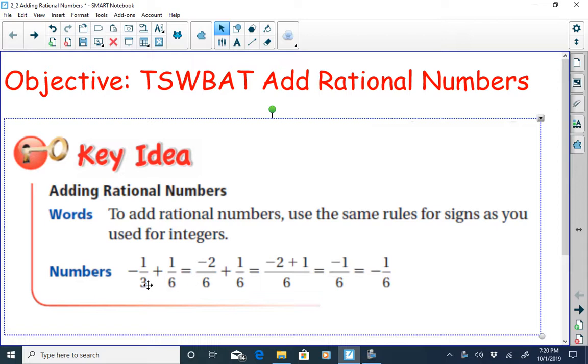The common denominator for 3 and 6 would be 6. Negative 1/3 is the same as negative 2/6. Once we have that common denominator, we simply add or subtract the numerators. So we do negative 2 plus 1, which is negative 1, over that common denominator of 6, and we wind up with negative 1/6. So we have to make sure that we use the rules for adding integers.